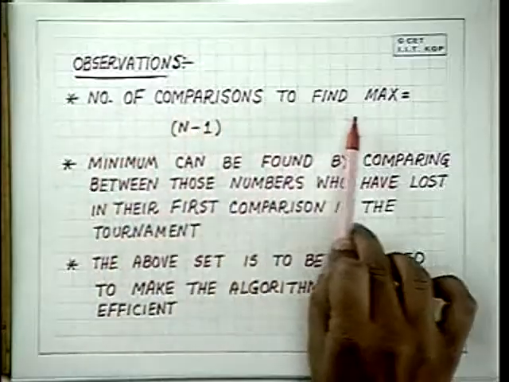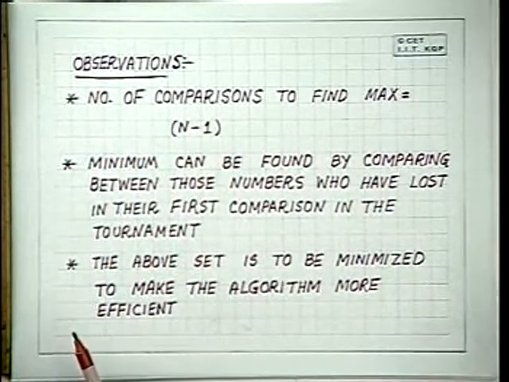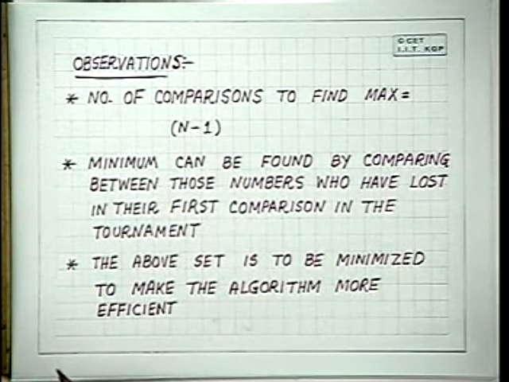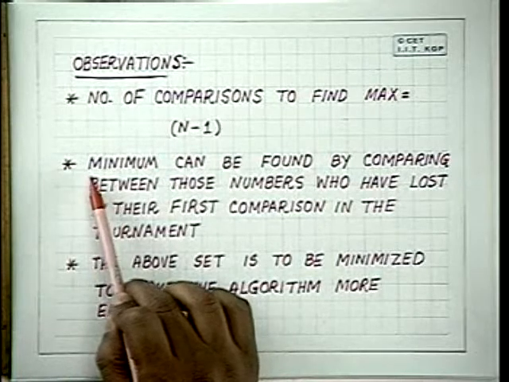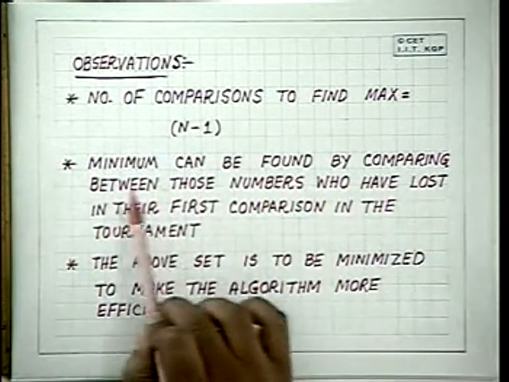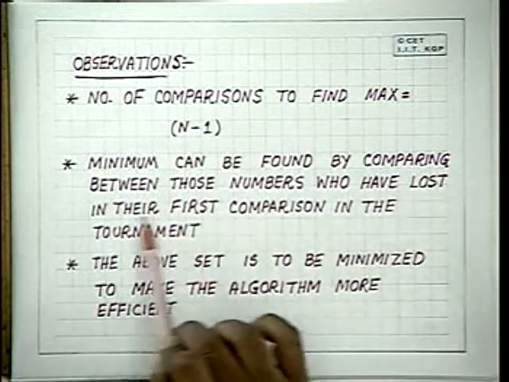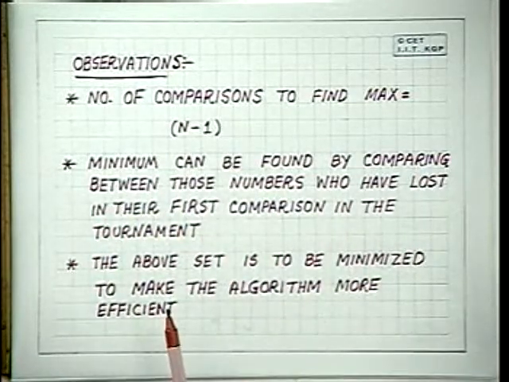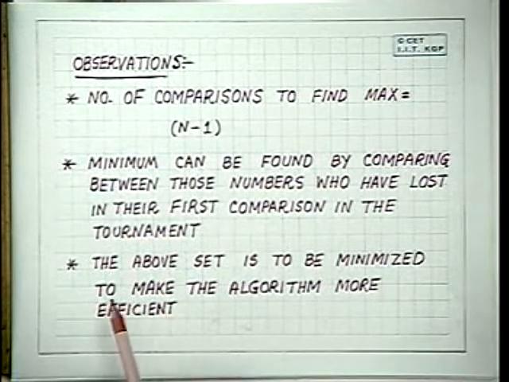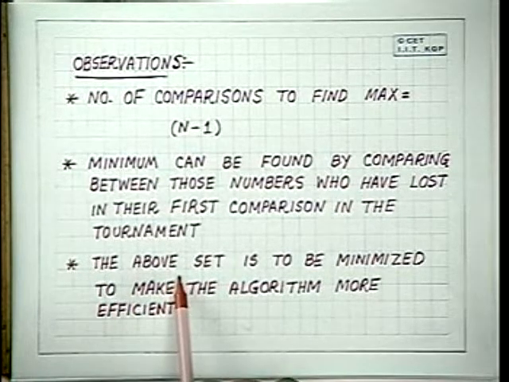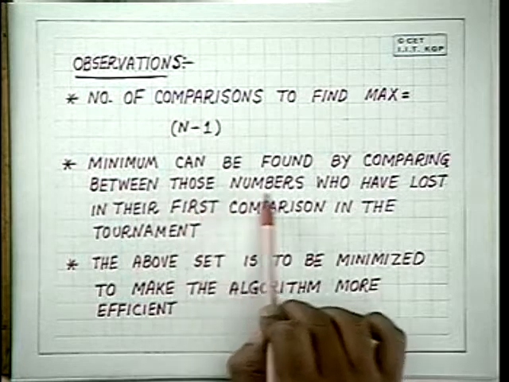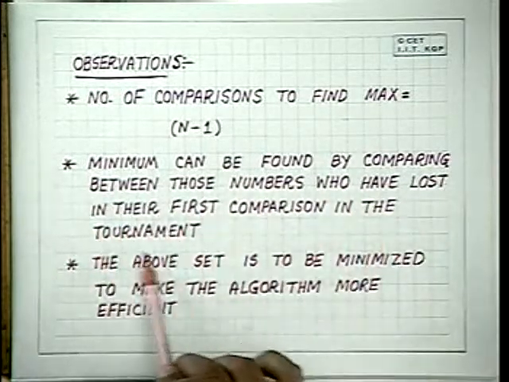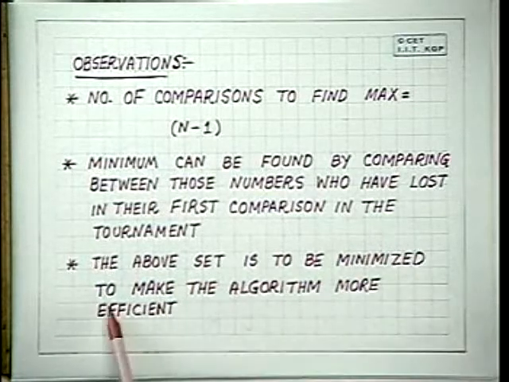So we make 3 very simple observations. The number of comparisons to find max is n minus 1. That is the first observation. The second is the minimum can be found by comparing those numbers who have lost in their first comparison in the tournament. And in order to make the algorithm more efficient, the set of numbers who have lost in their first comparison in the tournament is to be minimized.